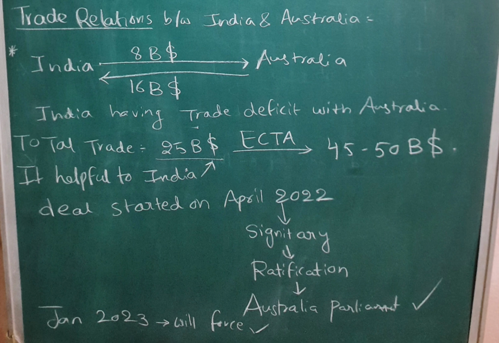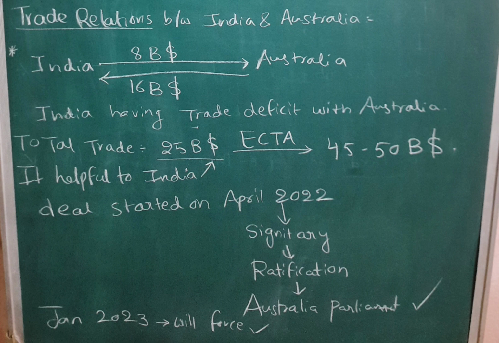The total trade between India and Australia is $25 billion. But by this introduction of the India-Australia Economic Cooperation and Trade Agreement, India and Australia are trying to improve trade relations to a total trade of $45.50 billion. Simply put, both India and Australia took this agreement to increase trade from $25 billion to $45.50 billion. It is very helpful to India and also to Australia.